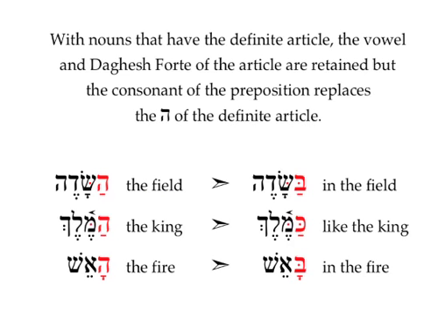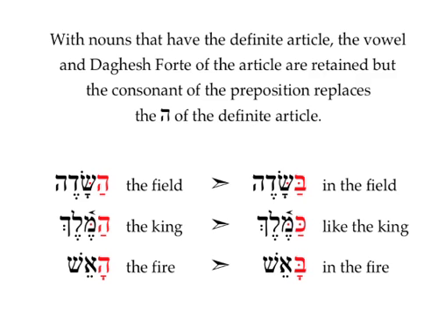We have one more spelling option to cover, and that is when an inseparable preposition is prefixed to a word with a definite article, the definite article consonant is going to drop out. Let's look at our slide together. With nouns that have the definite article, the vowel and the dagesh forte of the definite article are retained, but the consonant of the preposition replaces the hey of the definite article.